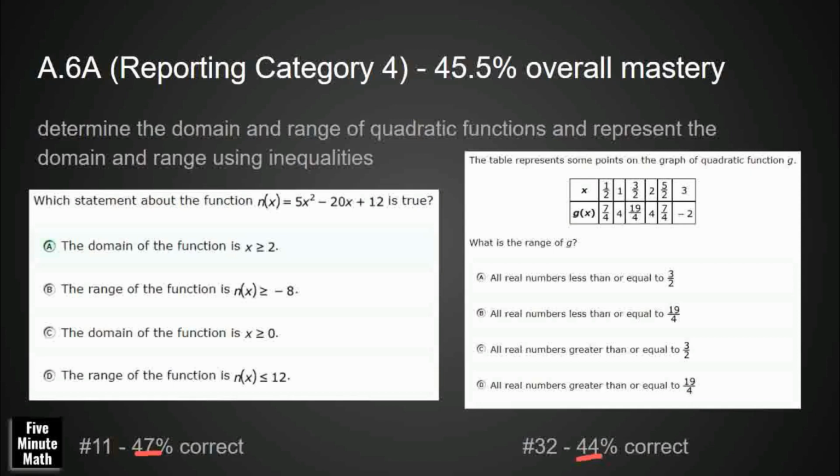Now, at least on number 11, they're going to ask you questions about the domain. One thing that we can tell kids is that, very, very rarely are we going to be restricting the domain, right? It's the range that's going to be restricted on a quadratic, unless they specifically show you a graph that's cut off or something like that. So we could have eliminated some answer choices there.